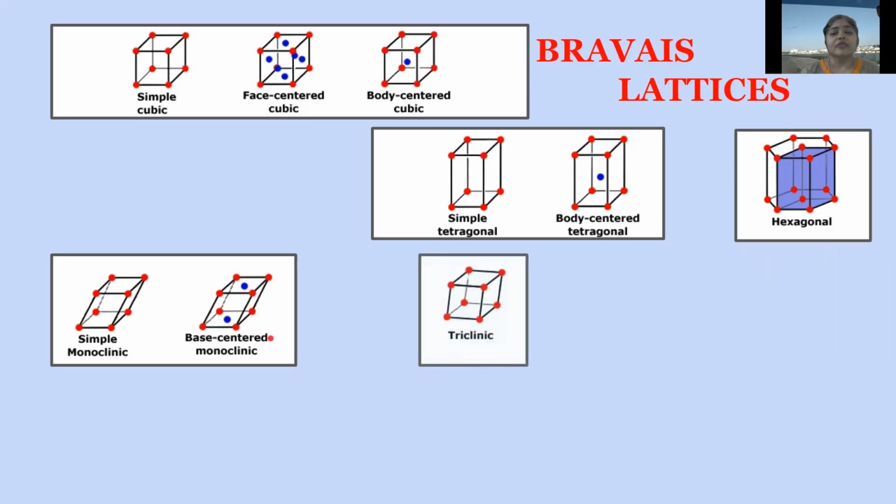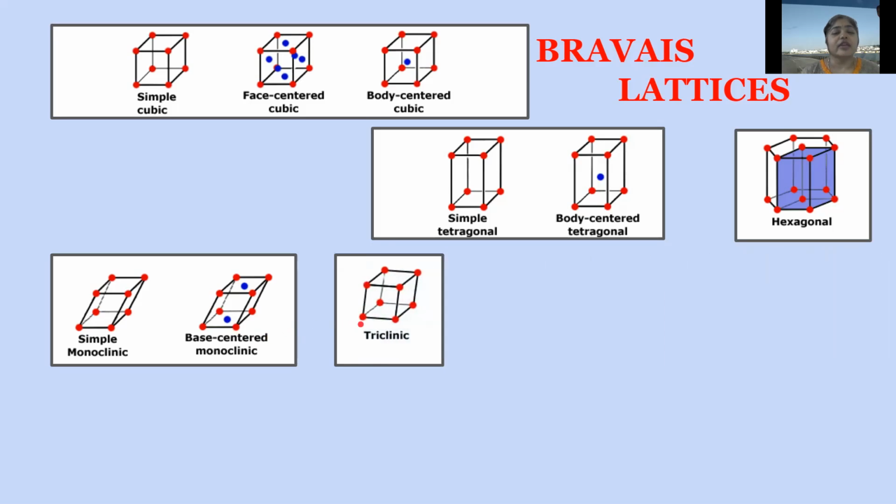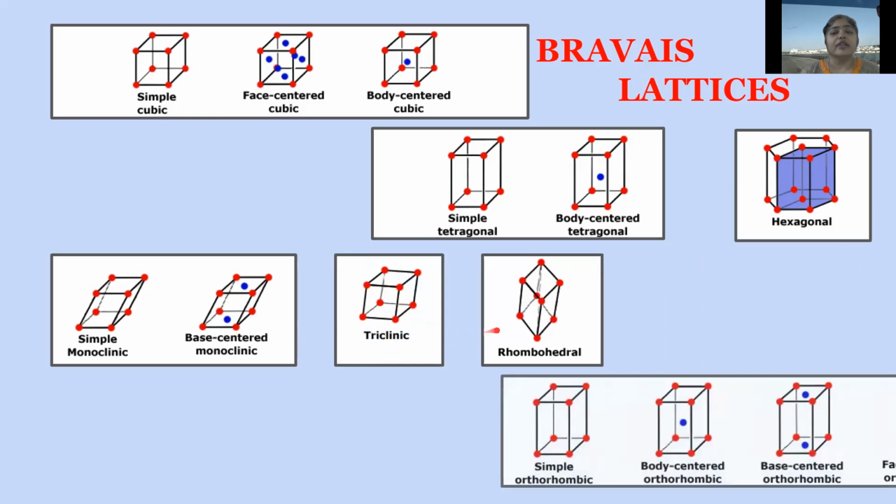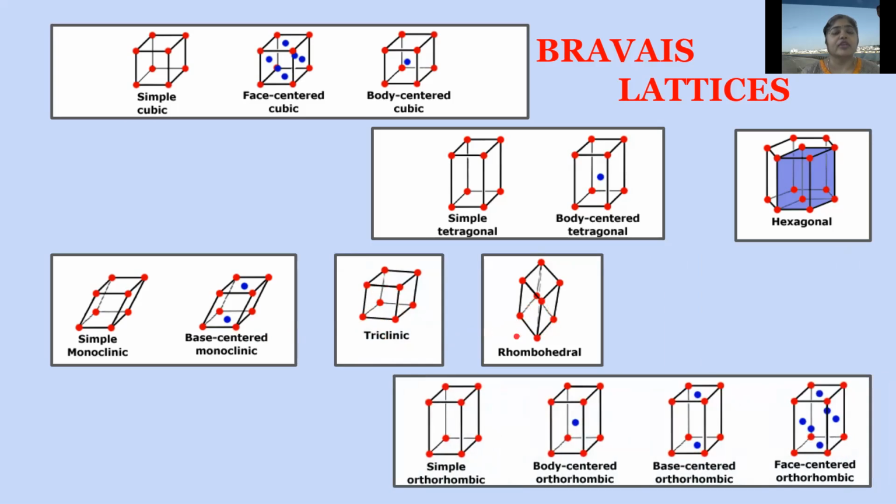Next, we have the triclinic. Again, in this triclinic, there is only a single type, that is the simple one or the primitive one. So it is simply called a triclinic unit cell. Now, after this, we have the rhombohedral. Again, there is only one type of the rhombohedral unit cell also. Now, coming to the orthorhombic.